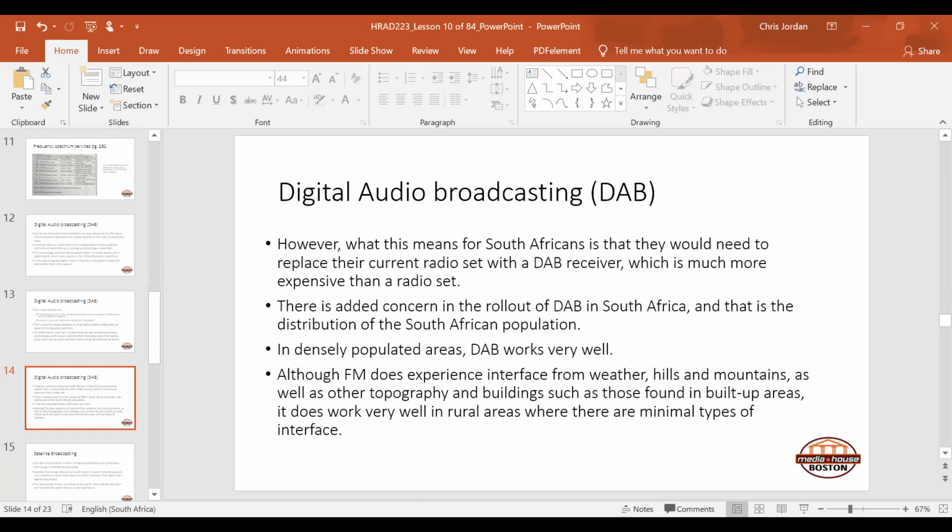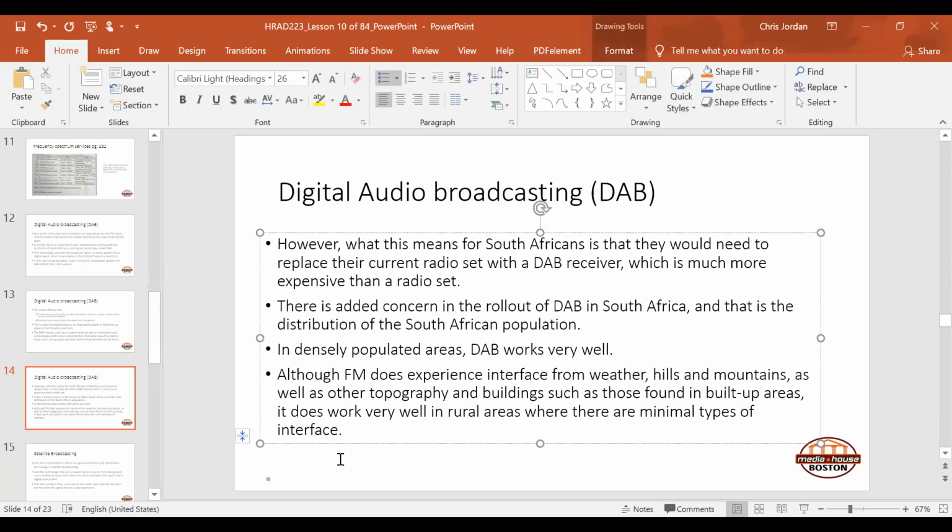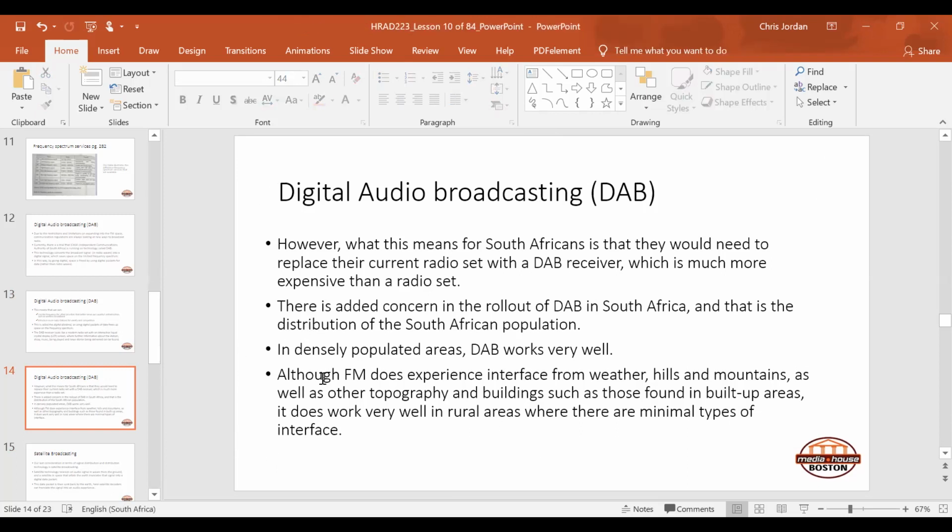However, what this means for South Africa is that they would need to replace current radio sets with DAB receivers. And remember, we have an obligation to the South African population. I'm saying radio has an obligation to inform the entire country, in any one of their languages, of information that is important to that particular person at any one given time. In other words, everyone has to have a DAB receiver, otherwise it's not really fair. They could be missing out on information, should we do away with AM and FM, which is not what happens.